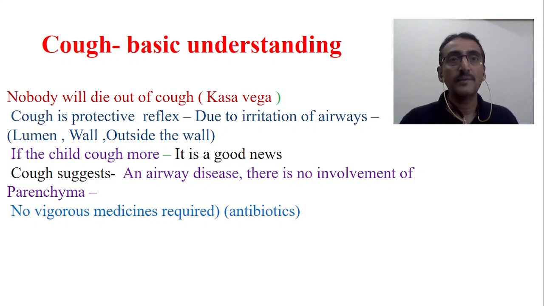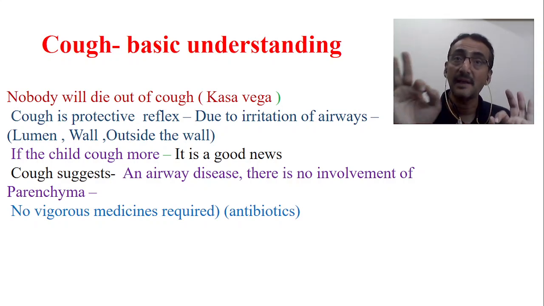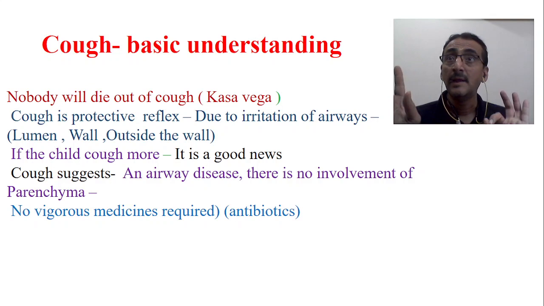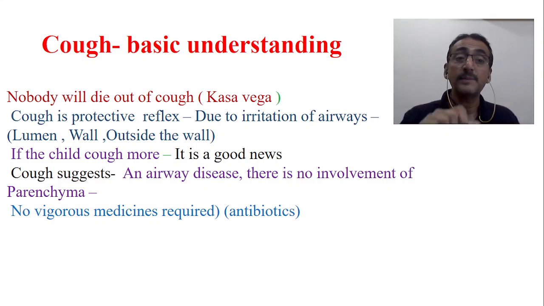Now, in Ayurveda, we have to differentiate between Kasa Vega and Kasa Roga. Kasa Vega is a protective body reflex. Kasa Roga is what is coming in the disorders. Now we know that cough is a protective reflex, so nobody dies out of cough. That is sure, unless it is appearing as a complication of some death-like conditions. Cough is a protective reflex.